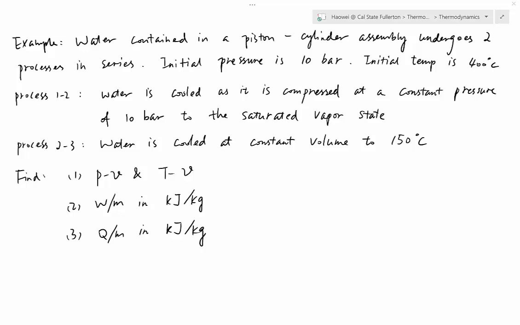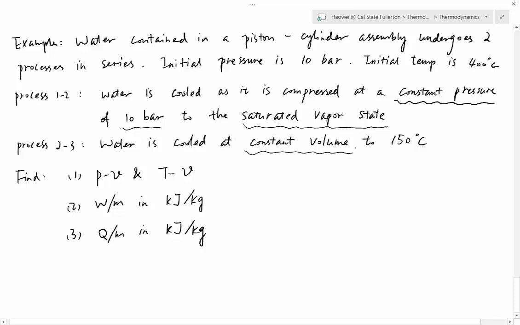In process 1-2, water is cooled as it is compressed at a constant pressure. This is a constant pressure process, and the pressure is equal to 10 bar. And then it's going to cool down to saturated water vapor state. So cool down to point G. That's process 1-2. And then process 2-3, water will continue to be cooled, but this time at constant volume. And then the final temperature is given as 150 Celsius.